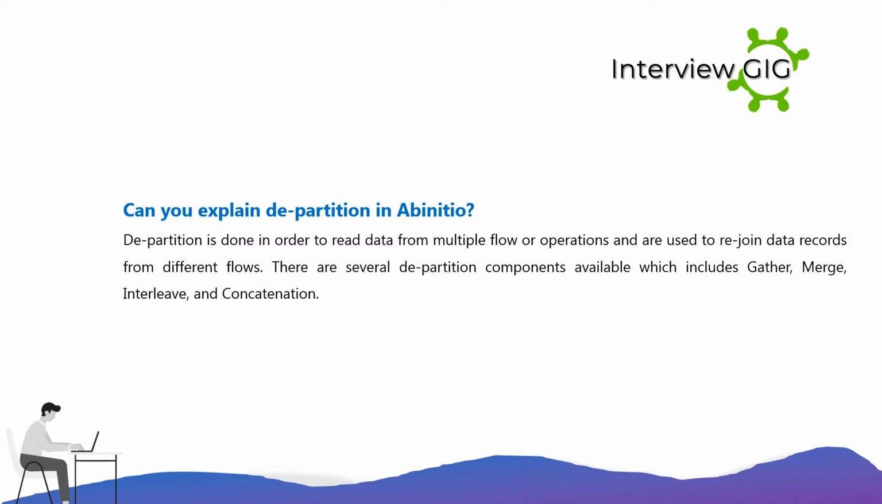Can you explain departition in Ab Initio? Departition is done in order to read data from multiple flows or operations and is used to rejoin data records from different flows. There are several departition components available, which include gather, merge, interleave, and concatenation.